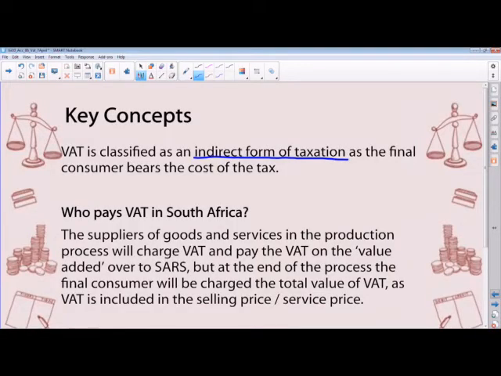Now, who pays VAT in South Africa? All suppliers of goods and services in the production process will charge VAT and pay the VAT on the value they added over to SARS, but at the end of the process, the final consumer will be charged the total value of VAT, as VAT is included in the selling price or the service price of a good.